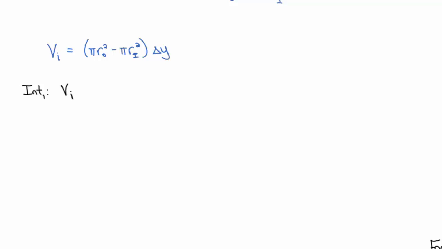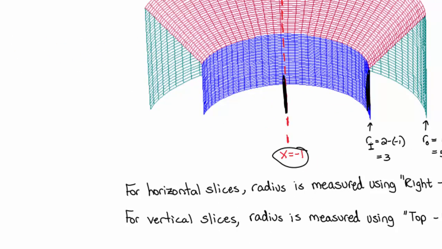We get that the ith slice is going to be, I'm going to factor a pi out of those if you don't mind, pi times the outer radius was 5, so this will be 25, minus the inner radius was going to be 3, so this is going to be 9, times delta y, or in other words, 16 pi delta y. That's the volume of any given slice in that first set of blocks, right? So this first region, any slice I do there that I want to rotate around, any of the slices has volume 16 pi times the delta y size.